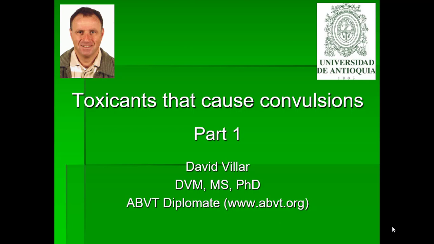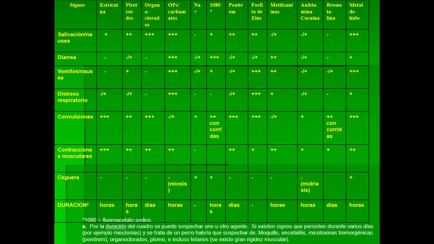We're going to break this module into many different videos because there are many things that target the central nervous system. On this first slide, things that cause convulsions usually go along with other clinical signs which can help us make a differential diagnosis. Among all the different substances on this slide, which are just a few of the most common ones, we're going to try to cover most of them.